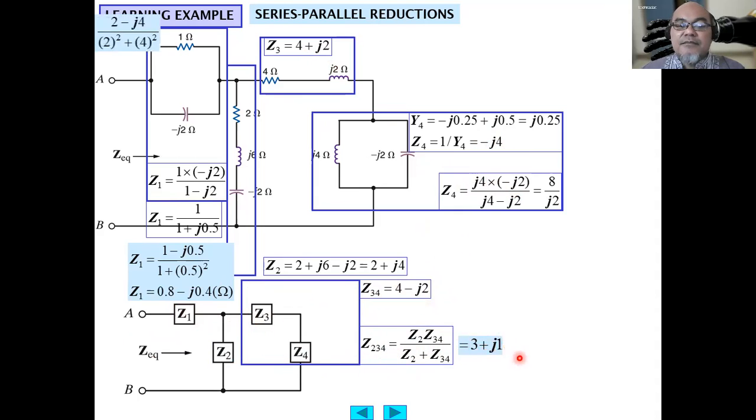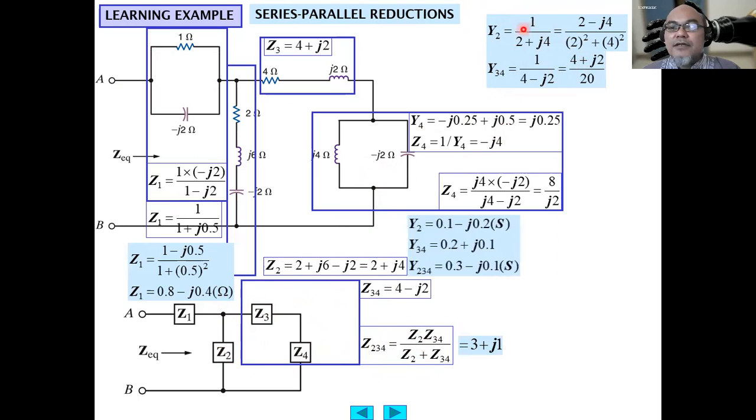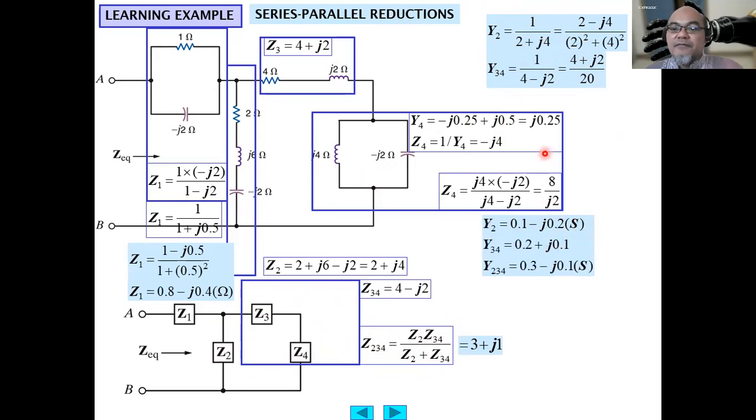And we obtain 3 plus J1. And finally, this is Y2. Y2 is this one. This is another way. So instead of using the formula for parallel impedances, we can use the formula for parallel admittances. But first, we need to calculate the admittance for this branch Y2 and also the admittance for 3 and 4, Y3,4. By inverting it, then we do addition, and then we make another conversion.